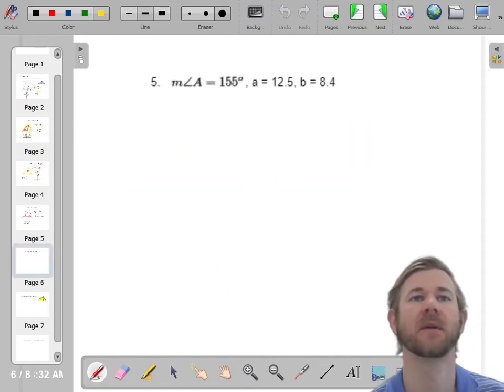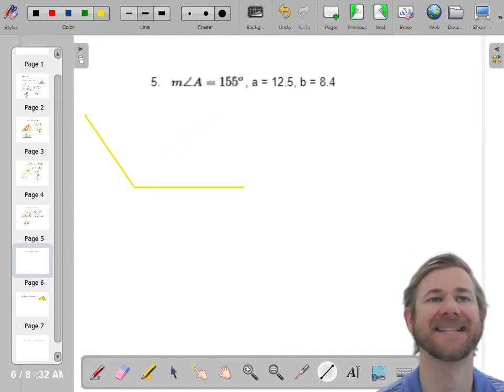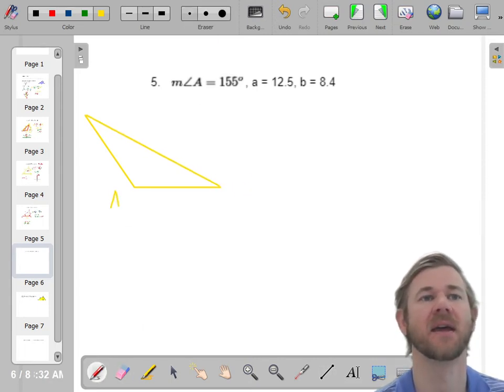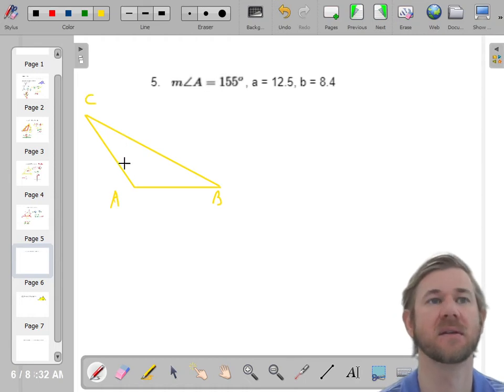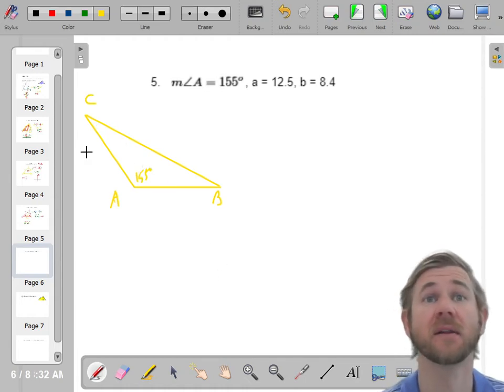Couple more. Let's see. Angle A is 155. So here, this one, I'm going to draw it as obtuse, which means I doubt it's possible to fit another triangle in here. But let's see. This is A, B, C, 155. I know that little b is 8.4 and little a is 12.5.